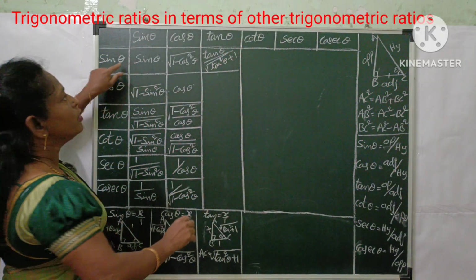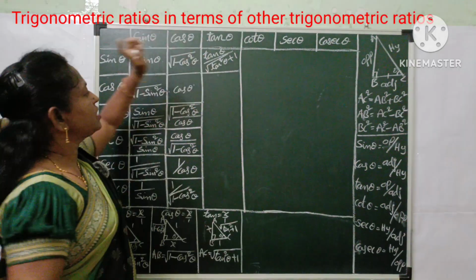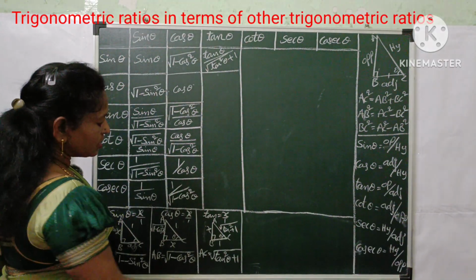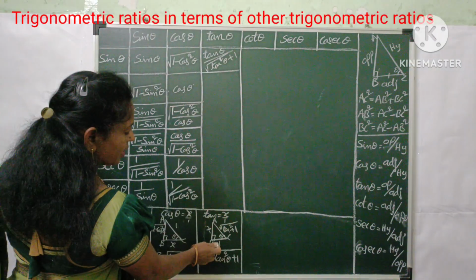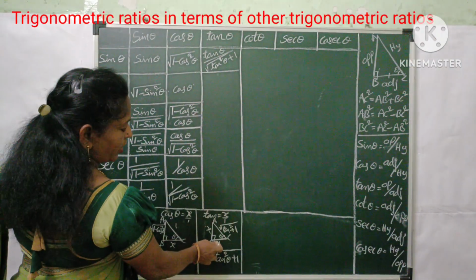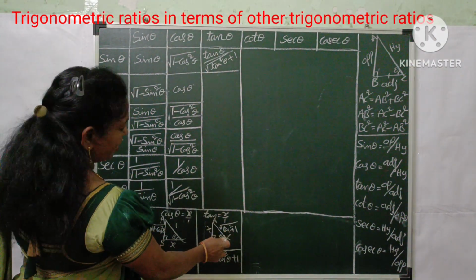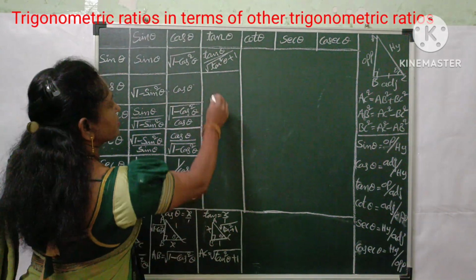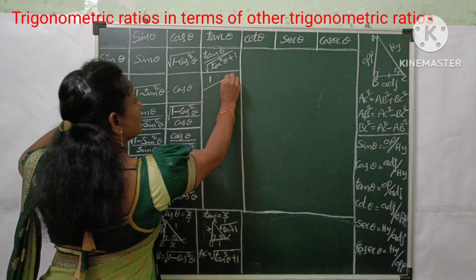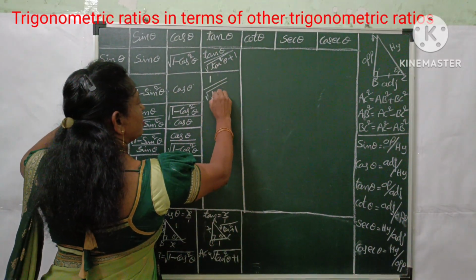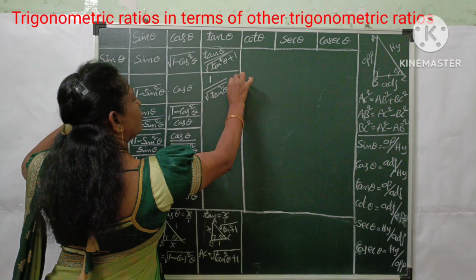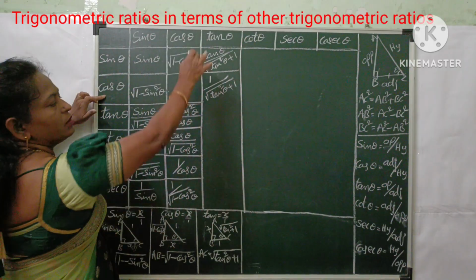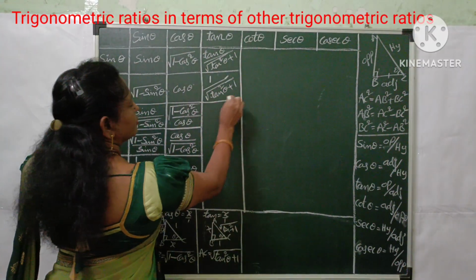This is the sin in terms of tan. Next one, cos. Cos means adjacent by hypotenuse. Here adjacent side 1. Next, adjacent by hypotenuse: 1 by square root of tan square theta plus 1. This is the cos in terms of tan.